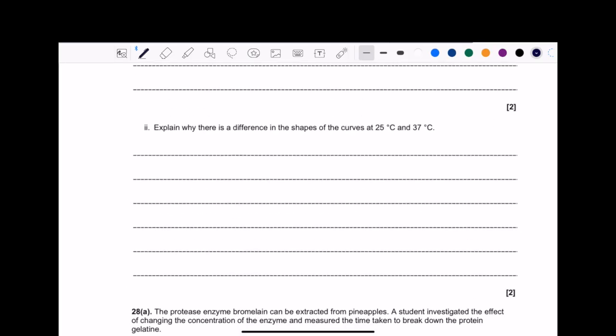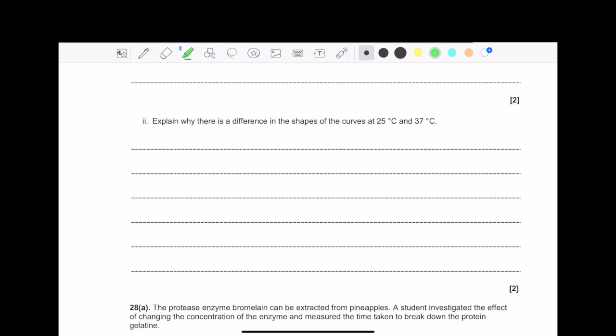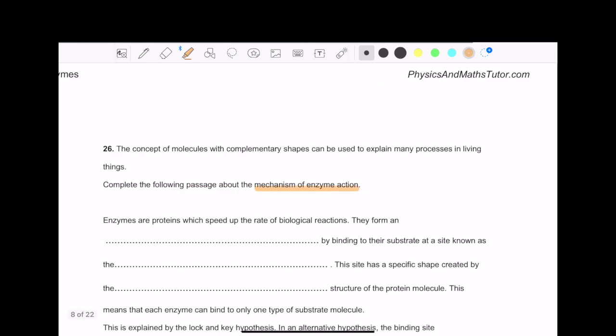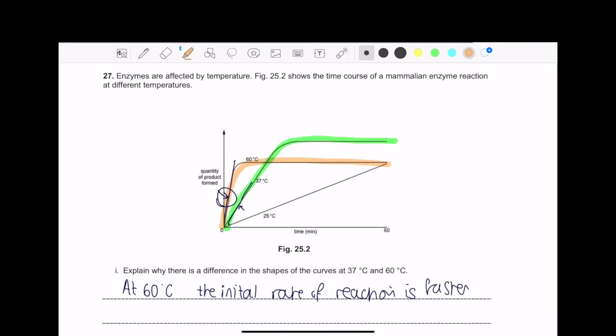Next question. Explain why there is a difference in the shape of the curves at 25 and 37 degrees Celsius. It's basically the same thing as the question above, except that it's just about two different graphs. So we'll go back and see. For 25, we can clearly see that it's a straight line. And for 37, it's much steeper, firstly, but also it plateaus. Whereas for 25, it never did that. It's just continuously going.